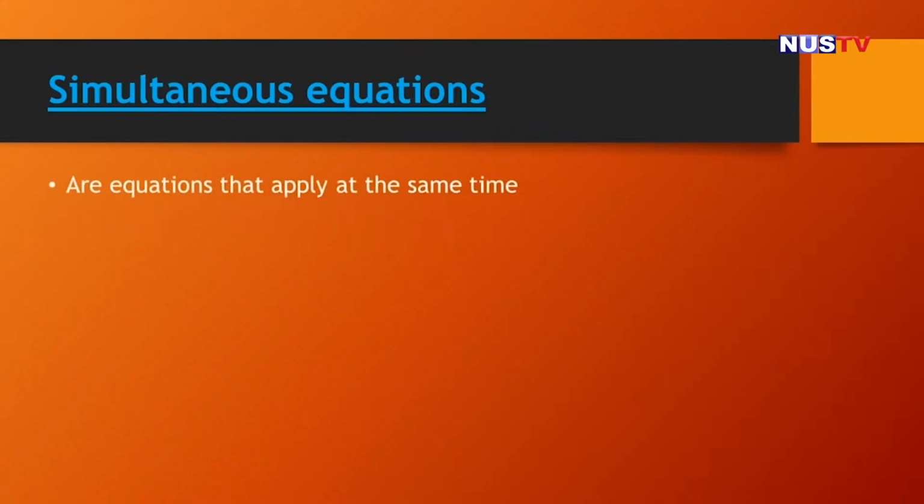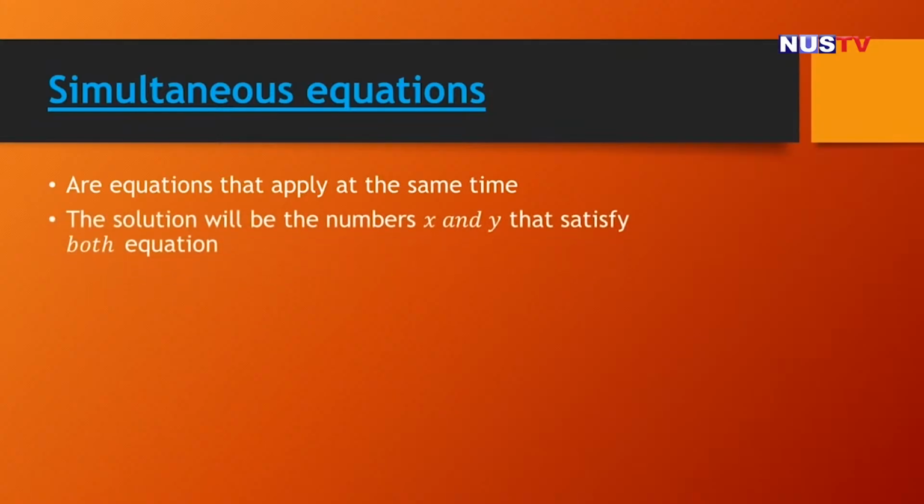So simultaneous equations are equations that apply at the same time. So we will be looking at two equations with two unknowns applying or solving at the same time. The solution will be the number or the numbers of x and y that will satisfy both of the equation. So whatever numbers of value of x that we're going to get, we will satisfy both equation 1 and equation 2.